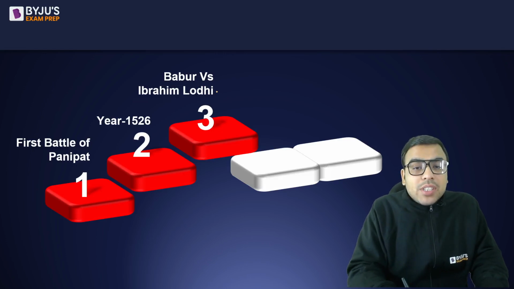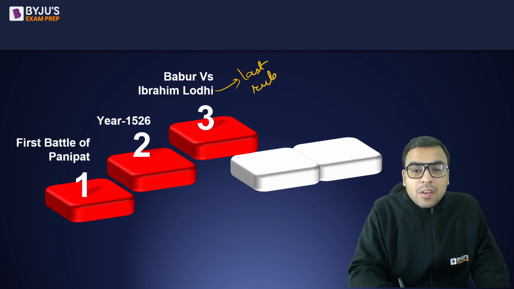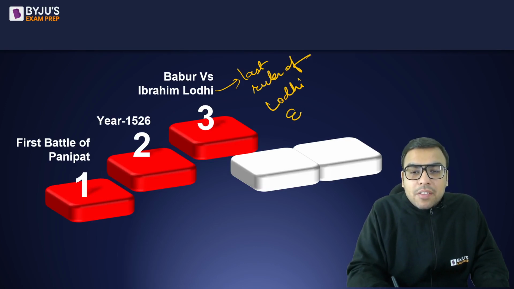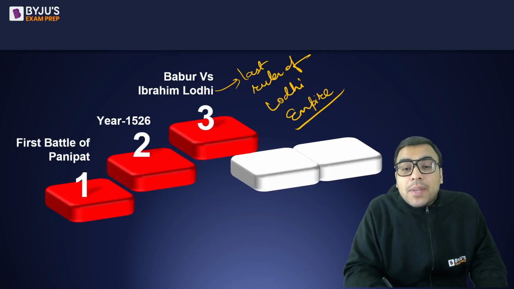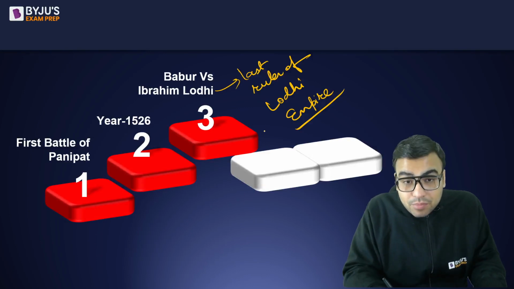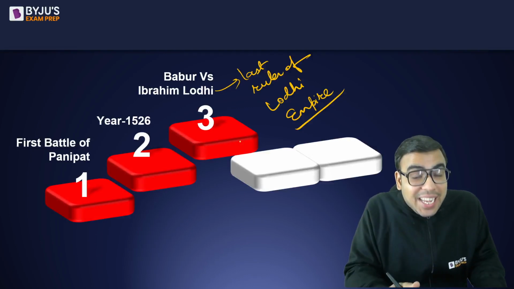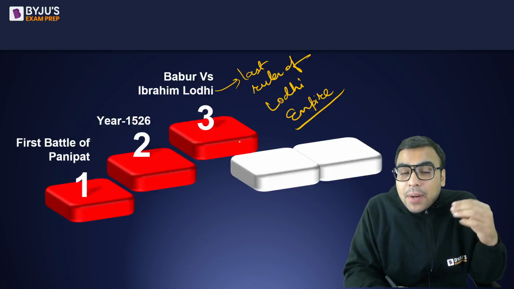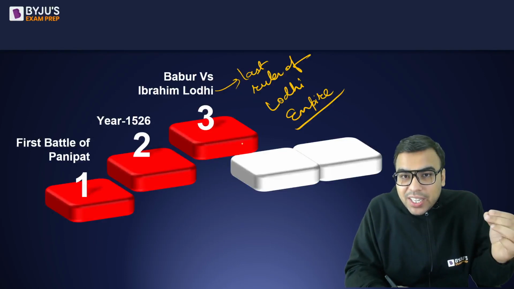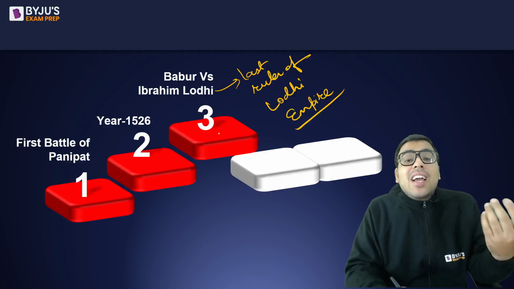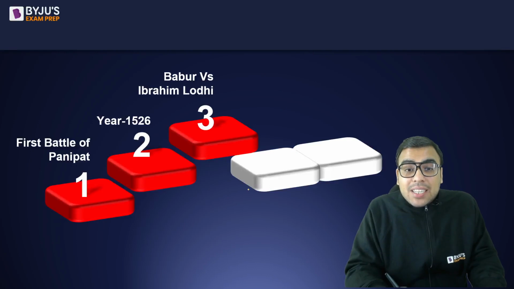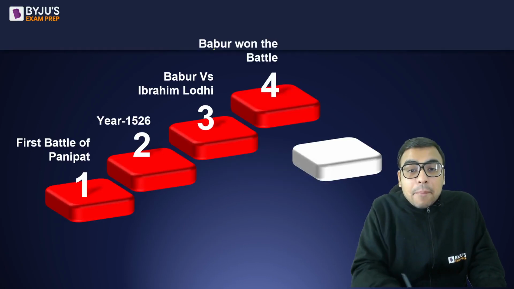Ibrahim Lodi is considered the last ruler of the Lodi dynasty, or you can say the Lodi Empire, which was a part of the Delhi Sultanate. You must know it because this is very, very important. Now the next question is, the battle happened between Babur and Ibrahim Lodi in the year 1526, so who actually won the battle? The answer to this question is Babur.